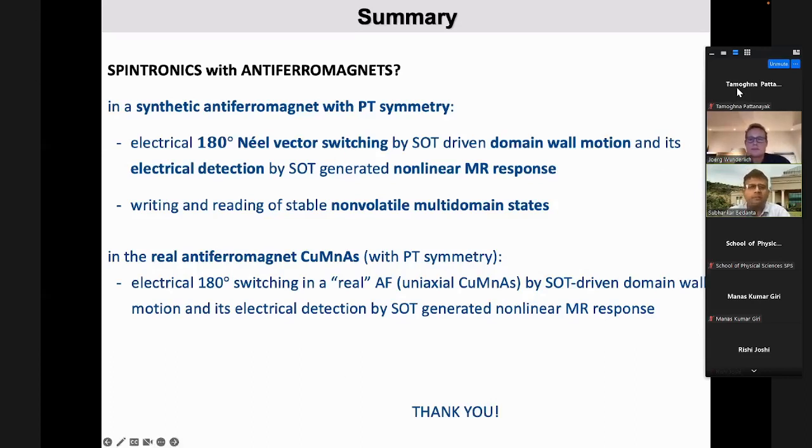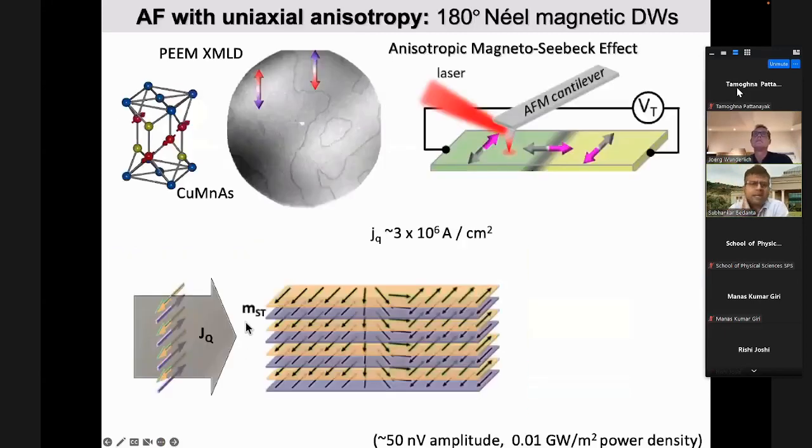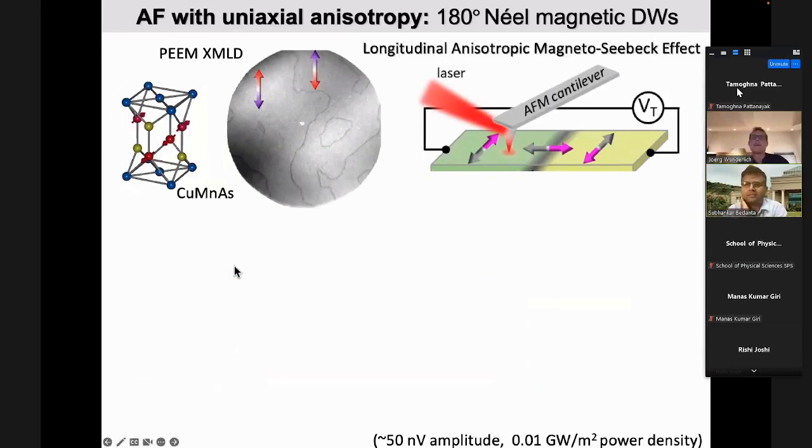I would request the participants to either raise hands or type in the chat box if you have questions. Maybe I can begin with, I have several questions, but I can start with your domain walls. In the bulk antiferromagnet, the copper manganese arsenide, you have seen this kind of string-like behavior, and I understand it's the XMLD, so you are more sensitive to the walls. But for the MFM images, there were string-like features. Are these 360-degree domain walls, or what are they?